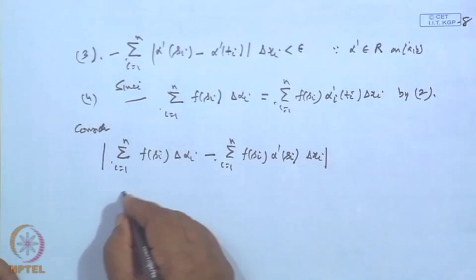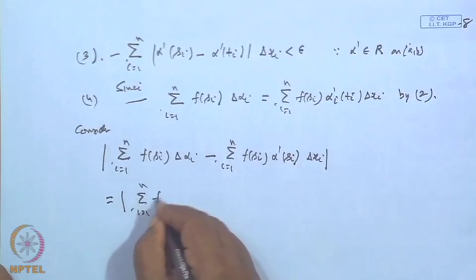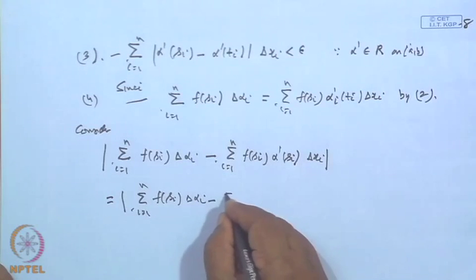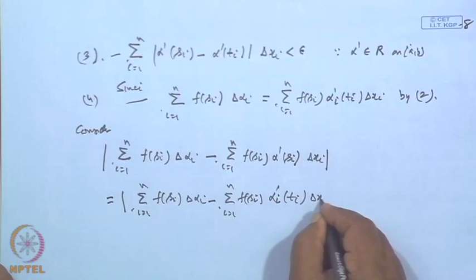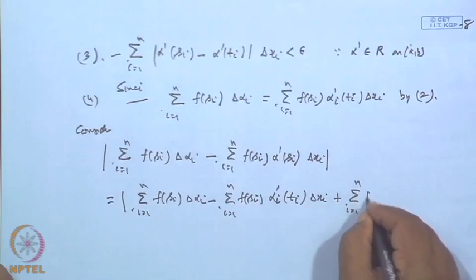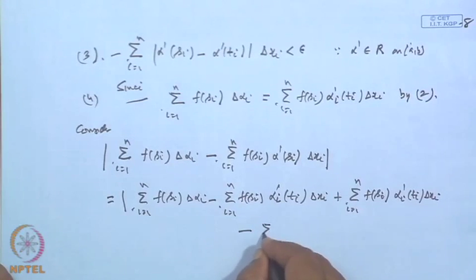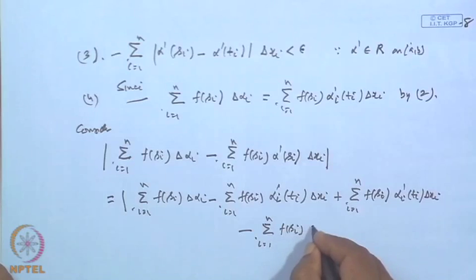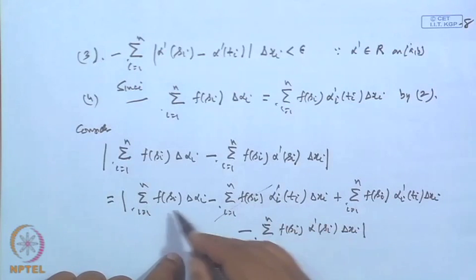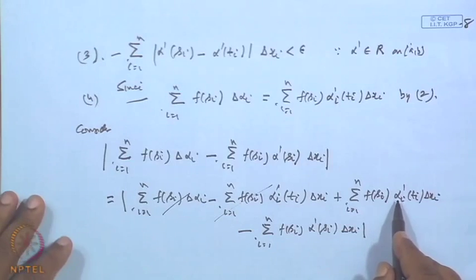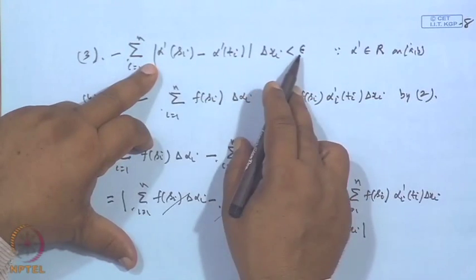consider this. Now, this can be written as the modulus of the sum over i is 1 to n of f(s_i) delta alpha_i minus the sum of f(s_i) alpha dash(t_i) delta x_i, plus the sum of f(s_i) alpha dash(t_i) delta x_i minus the sum of f(s_i) alpha dash(s_i) delta x_i. Just add this. Now, this part is exactly the same as this, so this will go to 0. Because of condition 3, this is less than epsilon null, and f is bounded.